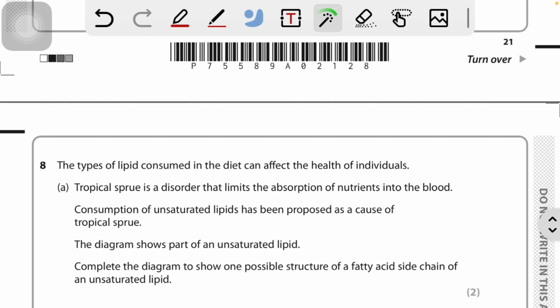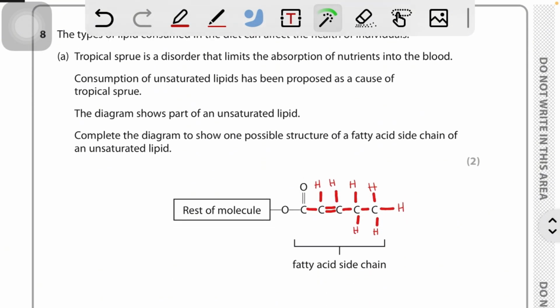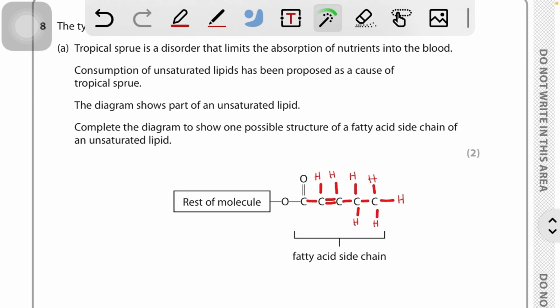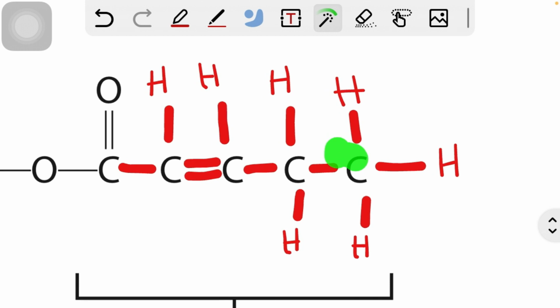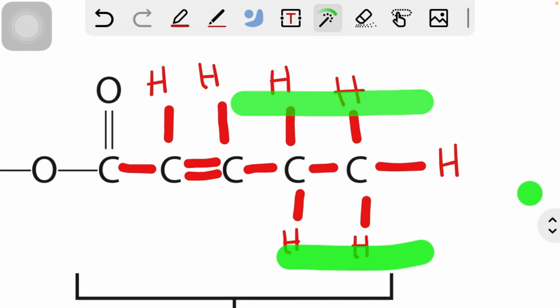Okay, so let's see the answer and the question. It is the rest of the molecule, and this is the fatty acid side chain. So as I said before, one thing common is that a carbon-carbon double bond should be given, and the hydrogen molecules. So let's see this one.